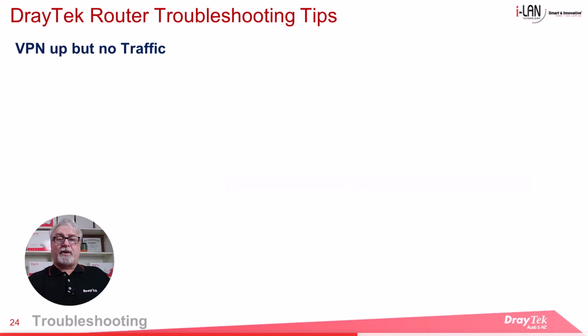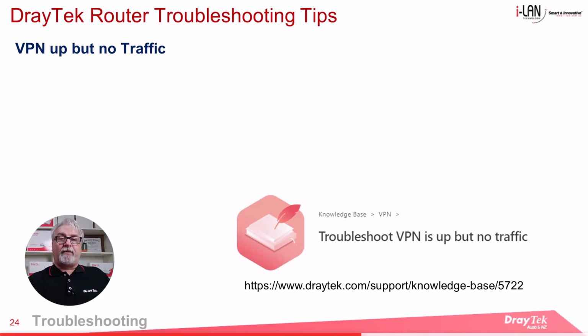I will discuss one issue that comes up often with LAN-to-LAN VPN tunnels, and that's when the VPN has been established okay, but there's no traffic flow. This is often due to routing issues, but there are some checks you can carry out. There's an application note you can refer to, which I'll link to below as well.